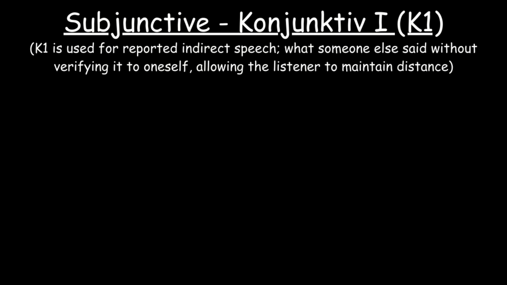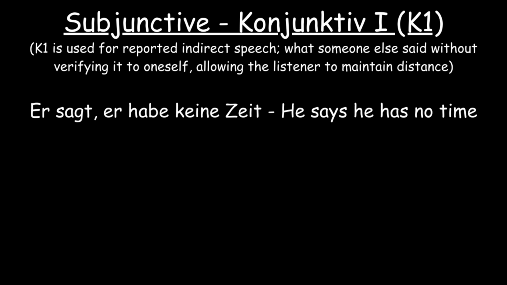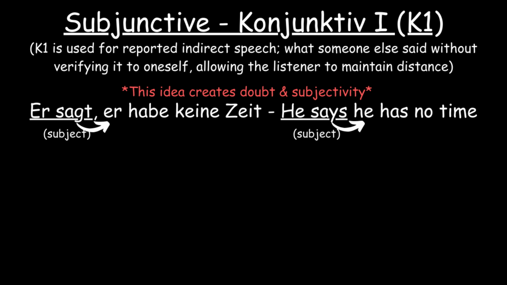Konjunktiv 1 is the subjunctive for reported indirect speech, used to report what someone else said without verifying it oneself and allowing the listener to maintain distance. For instance, "Er sagt, er habe keine Zeit," he says he has no time, is a statement in Konjunktiv 1. The subject speaks indirectly about what someone else says without first knowing it, which creates doubt and subjectivity. However, it's important to understand the formation of Konjunktiv 1 for regular and irregular verbs.